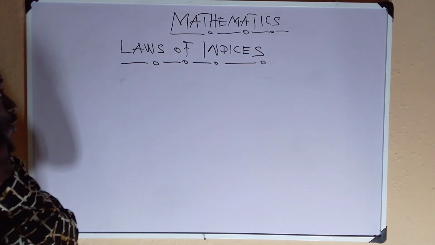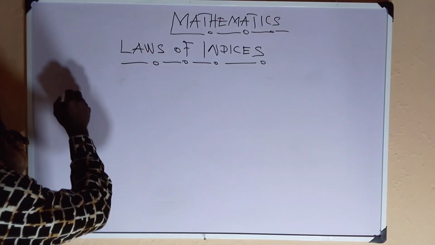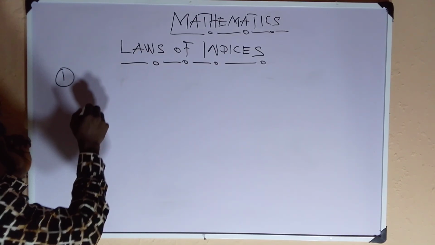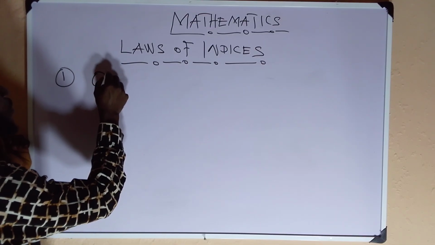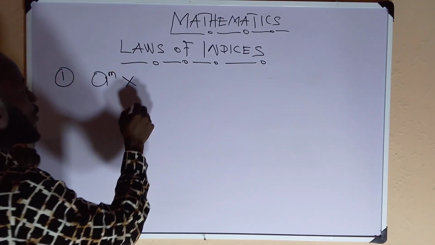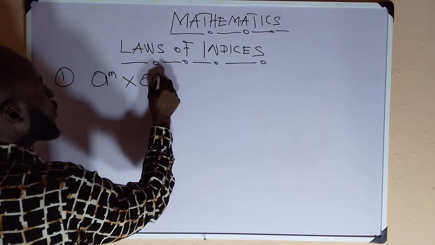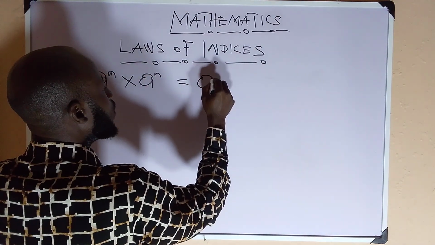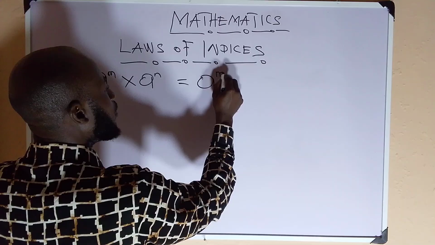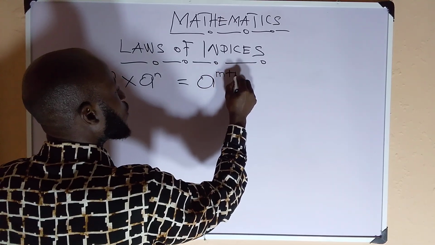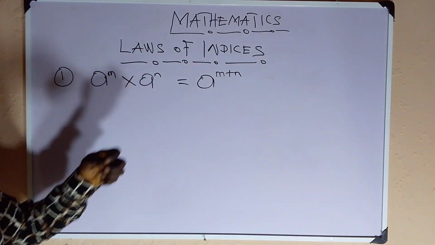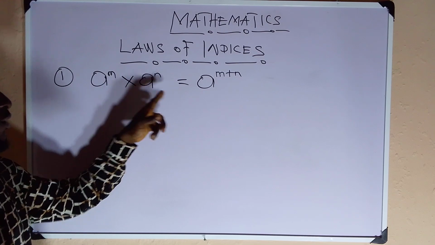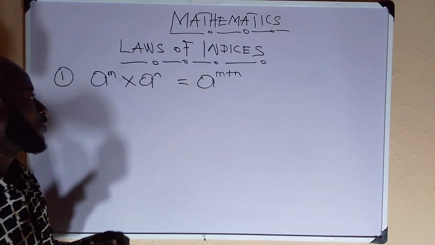The first law of indices states that a raised to the power of m multiplied by a raised to the power of n equals a raised to the power of m plus n. In this place, the multiplication sign changes to addition sign.